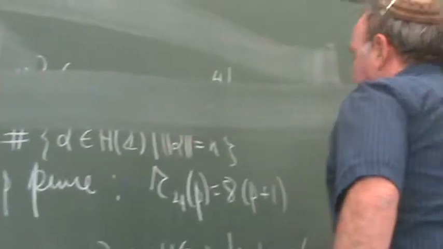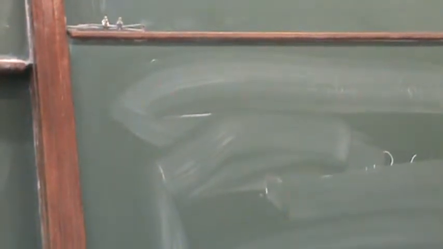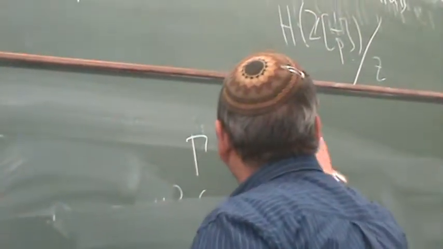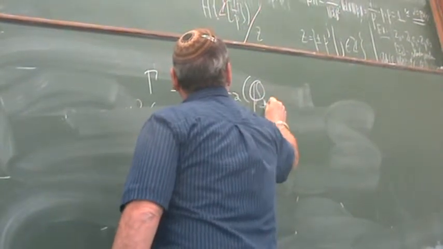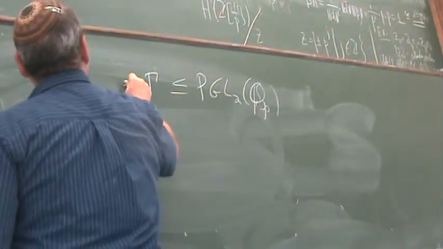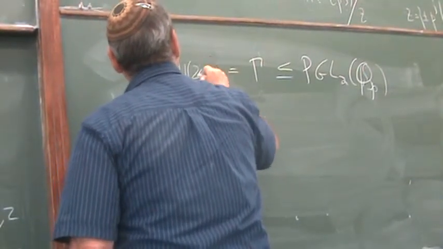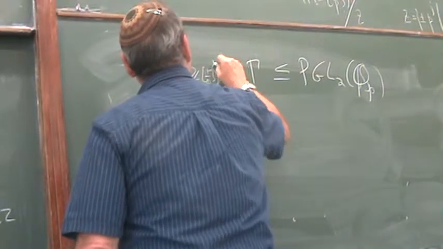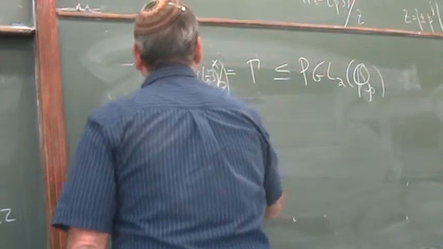Now we had the group gamma, which was the image. So gamma for us, I want to think of gamma as a subgroup of PGL_2(Q_p), which was really, if you want, the image by eta of H(Z[1/p])^* divided by the center, the image of that. And this is a discrete subgroup here.